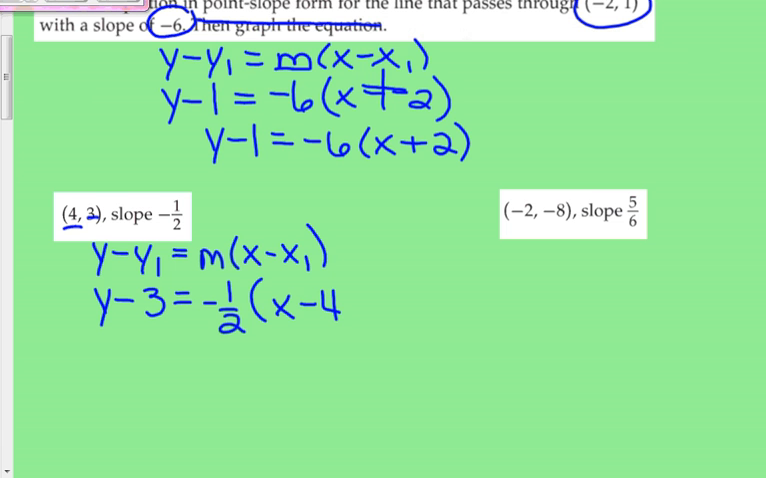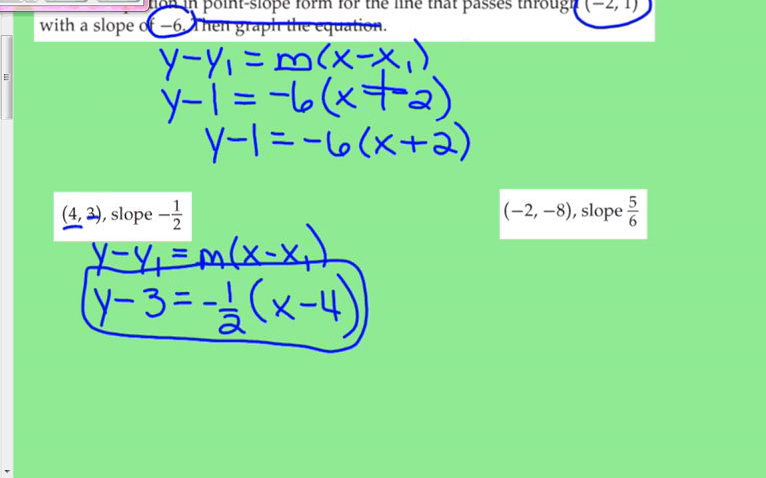Let me just plug it in there. When your points are positive, the minus will stay. If they were negative points, it would change to a plus, a y plus 3 or x plus 4. But we didn't have any negatives this time. And this is our final answer. This is point-slope form.